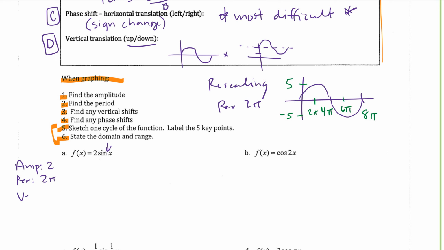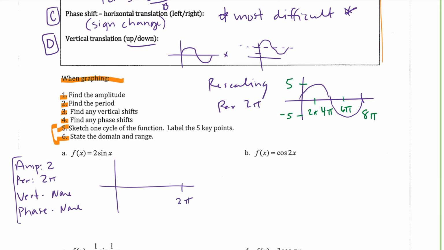Next, vertical shift. If this had a vertical shift, it would have something like a +3 or a +7 or a -2 at the end of the function. It does not have that, so there is not a vertical shift. If it had a phase shift, there would be something inside with the x, like x minus pi halves or something like that. That would mean right pi halves. But that does not exist for this problem either. So that's our 4 main components. Let's go ahead and graph this.